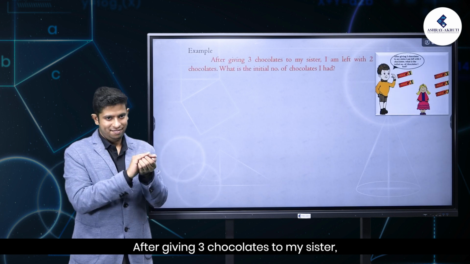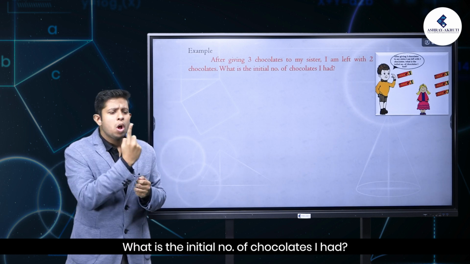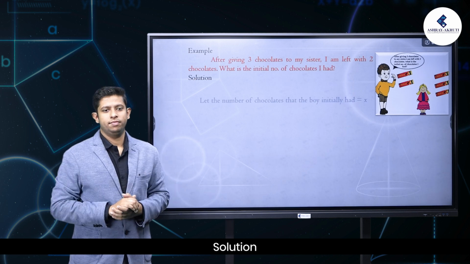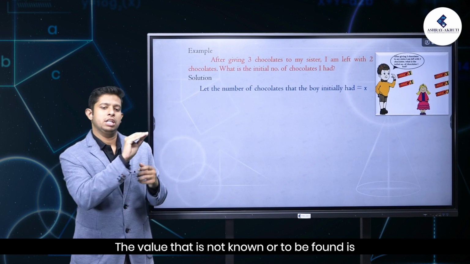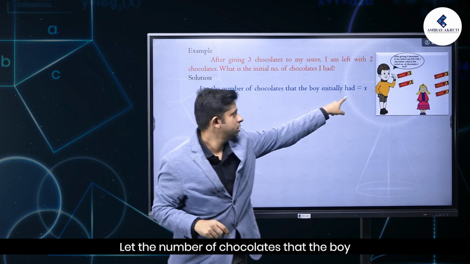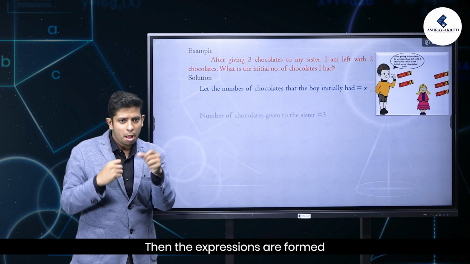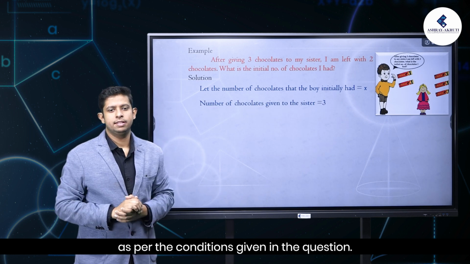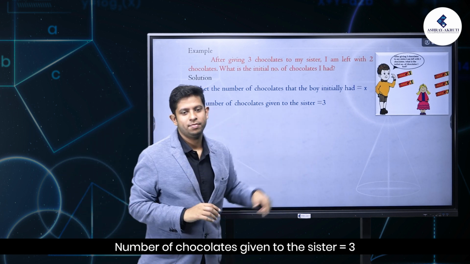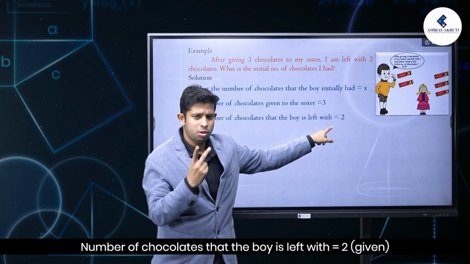After giving 3 chocolates to my sister, I am left with 2 chocolates. What is the initial number of chocolates I had? Solution: the value that is not known or to be found is assigned a variable. Let the number of chocolates that the boy initially had be x. Then the expressions are formed as per the conditions given in the question. Number of chocolates given to the sister is equal to 3. Number of chocolates that the boy is left with is equal to 2, which is given.